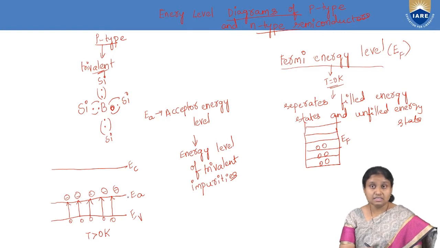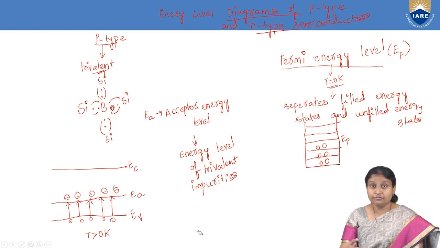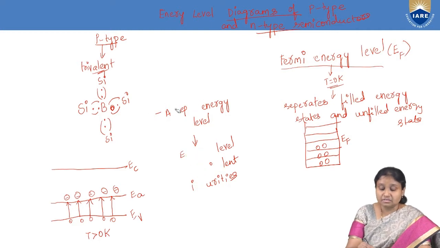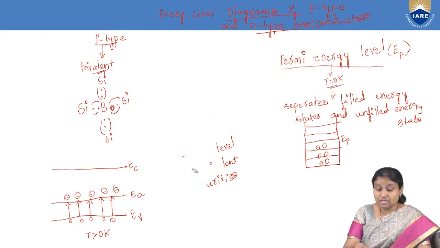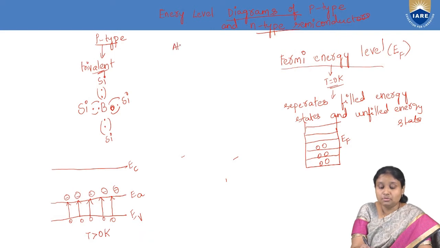Now, as you can see here, there is a role of this acceptor energy level, and what we are going to observe is in the case of p-type semiconductors. So if we take a p-type semiconductor, at T equal to 0 Kelvin, where is the location of the Fermi energy level? EF is exactly in the middle of the valence band and the acceptor energy level.